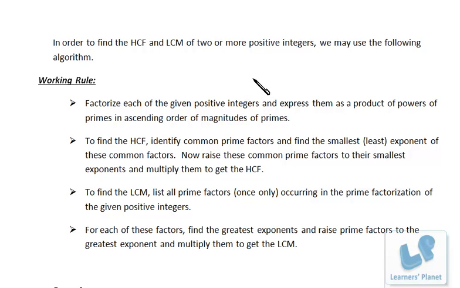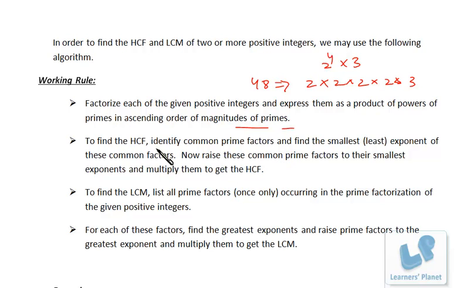Suppose I have a number, maybe 48. Now 48 is 2 into 2 into 2 into 2 into 3, so I have to express it as 2 raised to 4 into 3. So what is the first step? To factorize each of the positive integers and express them as a product of powers of primes in ascending order of magnitude of primes. This is how we have to represent each and every number.